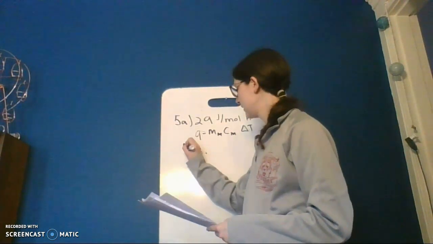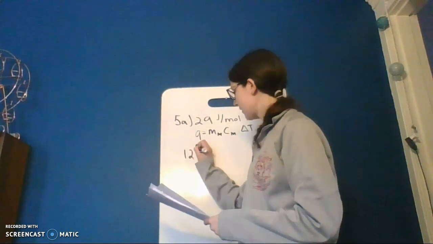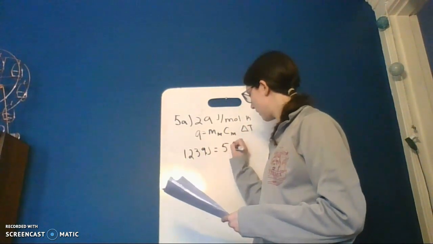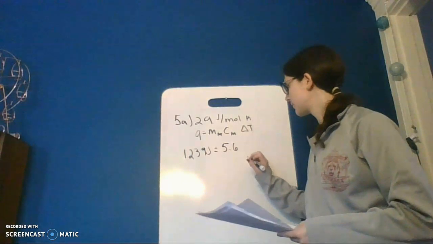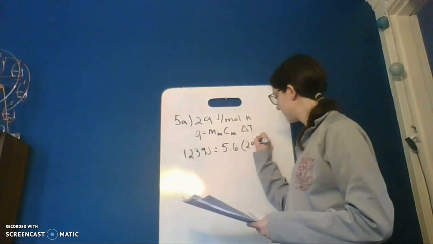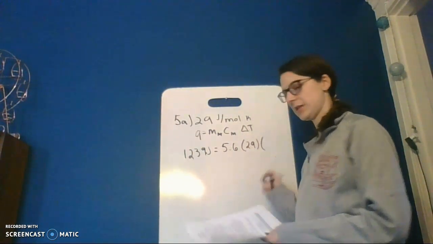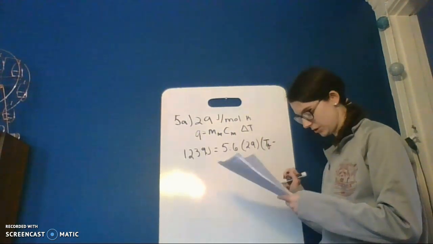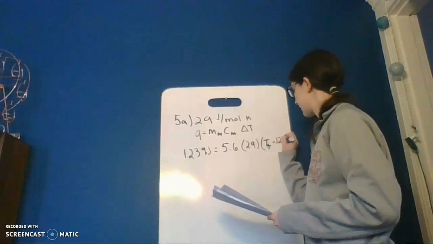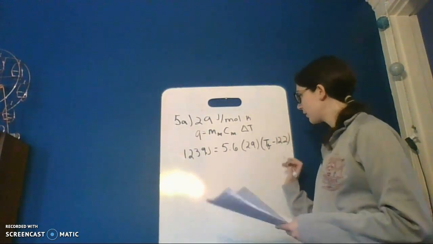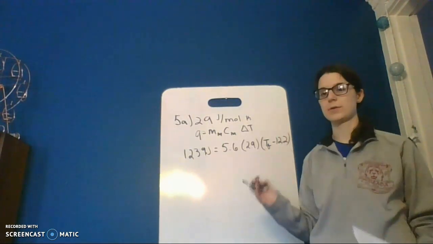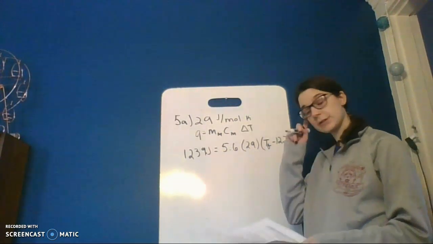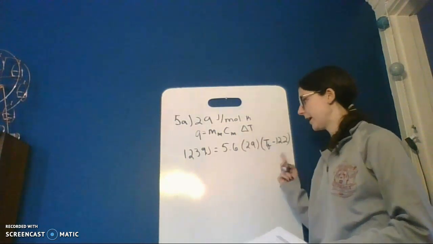So the heat added is 1,239 joules equals our moles of 5.6 times the molar heat capacity, 29, times our change in temperature. Remember, that's going to be final, so TF minus initial, which is 12.2 degrees Celsius. I could go ahead and convert this to Kelvin now or later. Either way, it doesn't really matter since it is addition and subtraction for difference, so I just did it at the very end.